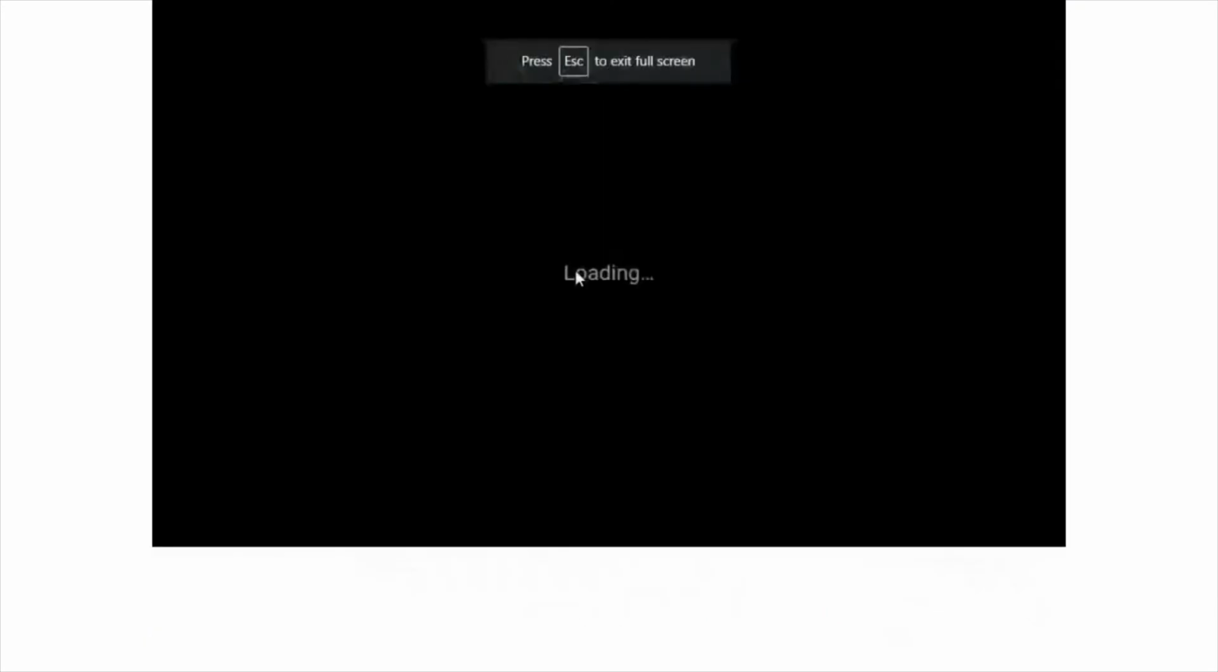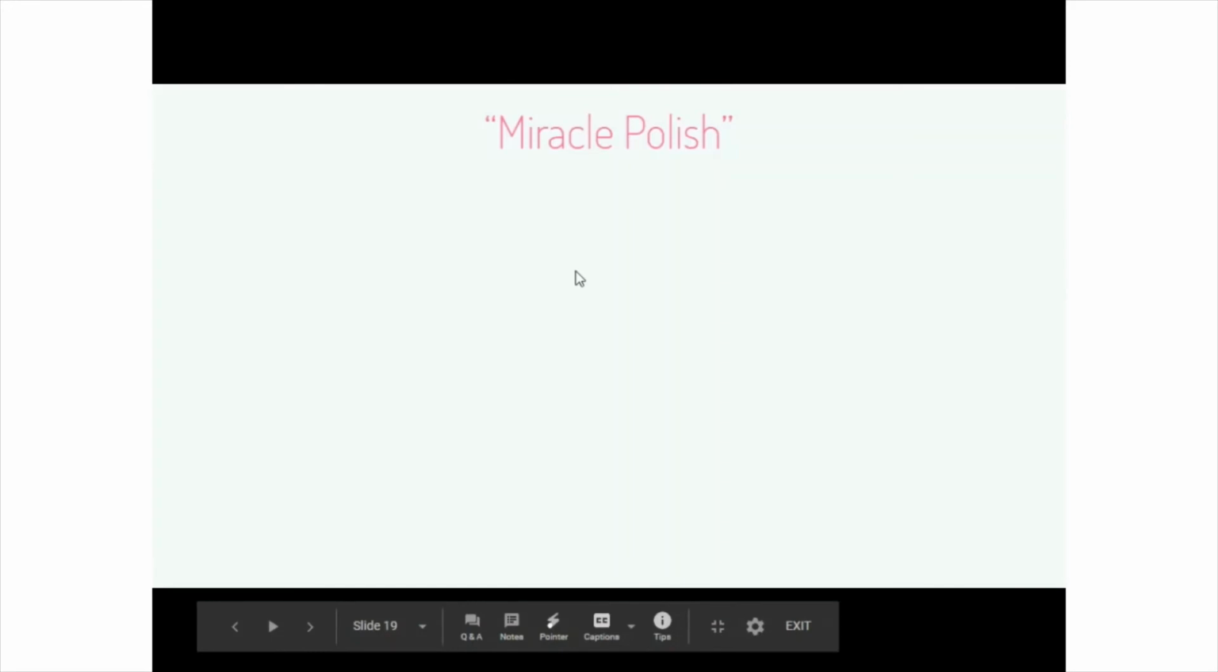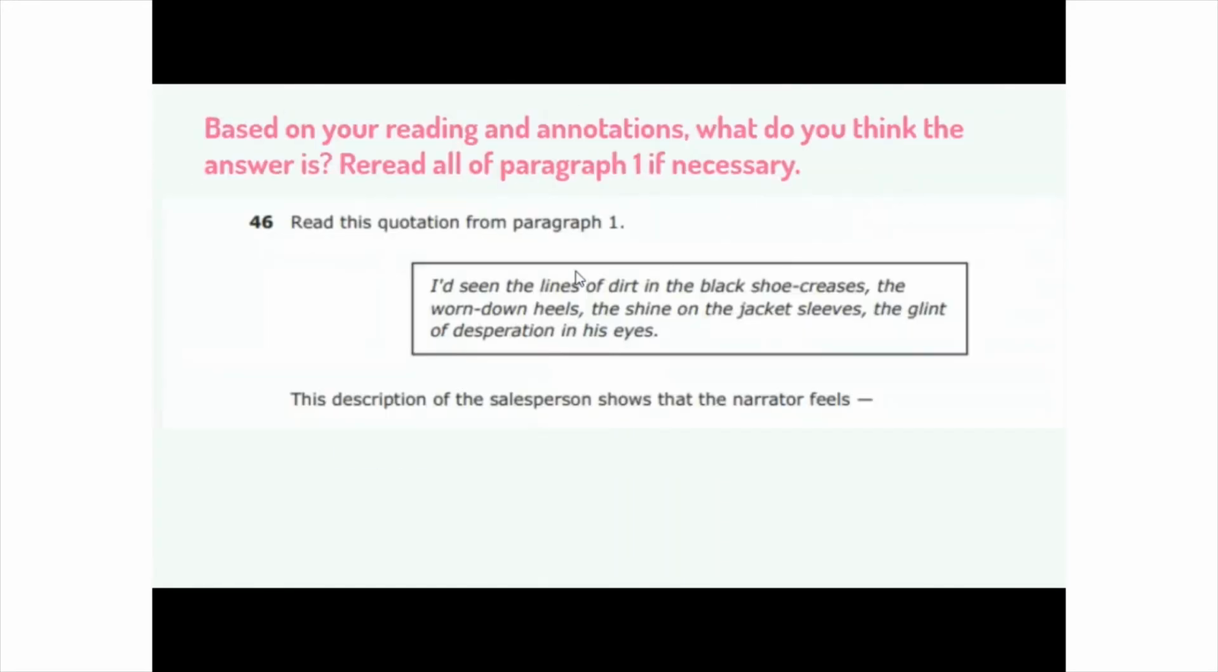Okay, so we read the passage. Feel free to write your summary of how it ended. Okay. And so let's do some later questions together. Let's do 46 together. Go to the first question again.